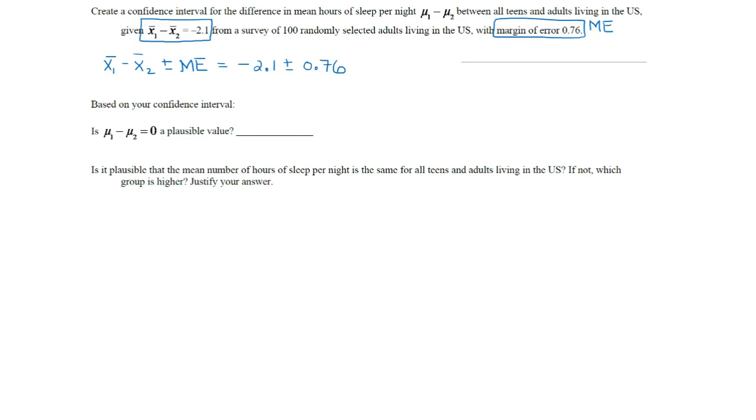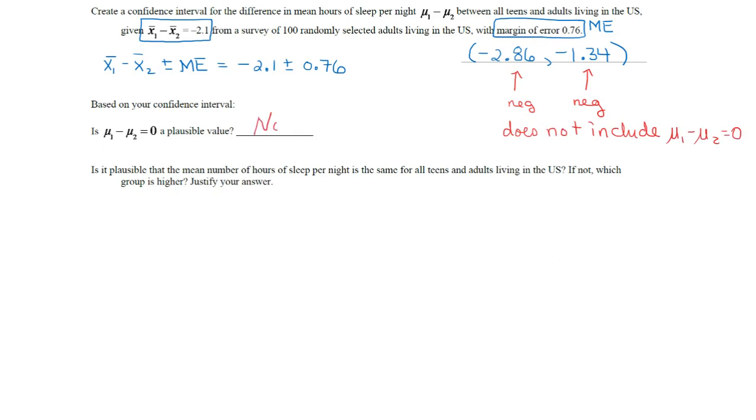And bringing in the calculator again gets us negative 2.86 as our left endpoint and negative 1.34 as our right endpoint. This time we can see that we start and stop with negative values. So this is an entirely negative confidence interval. It does not include 0. So mu1 minus mu2 equals 0 is not a plausible value, and therefore we would answer no to this.